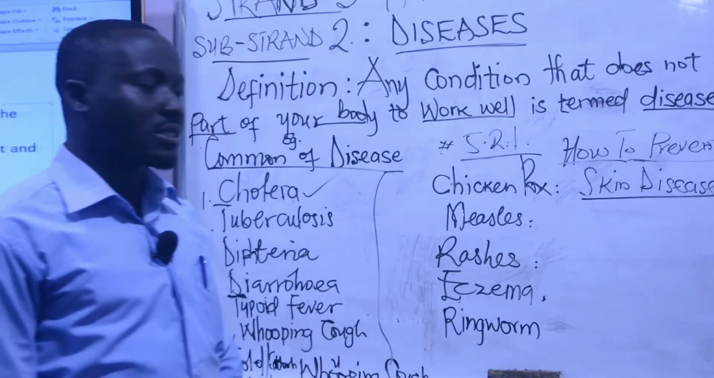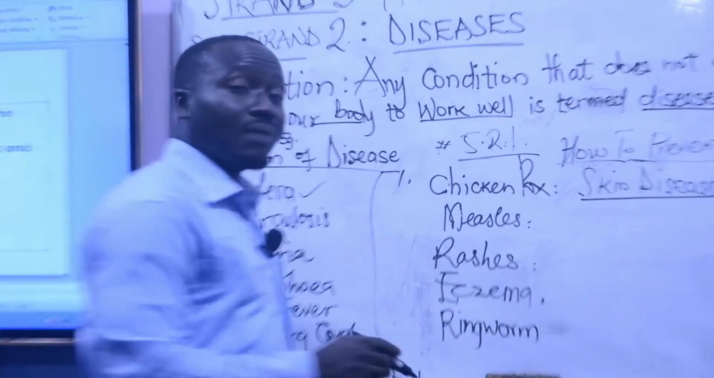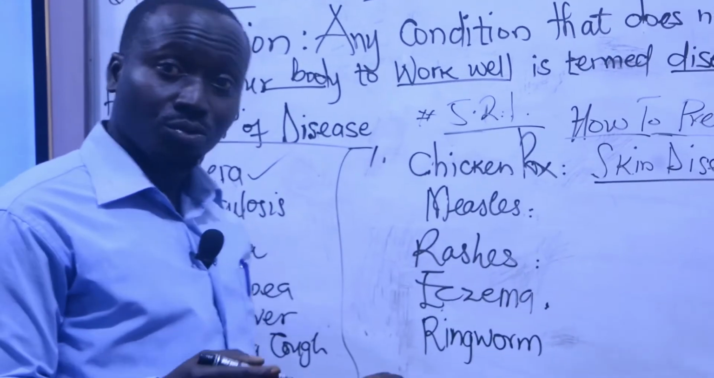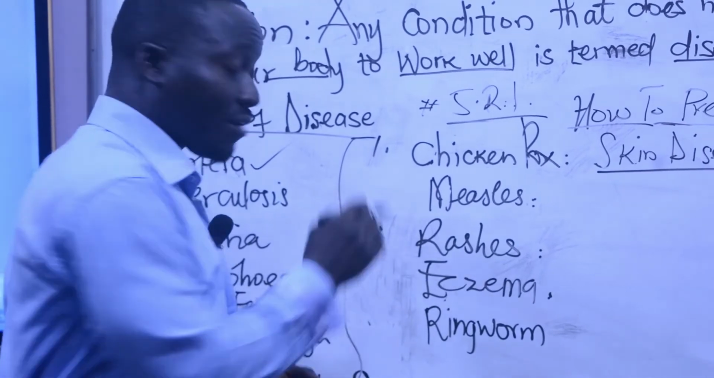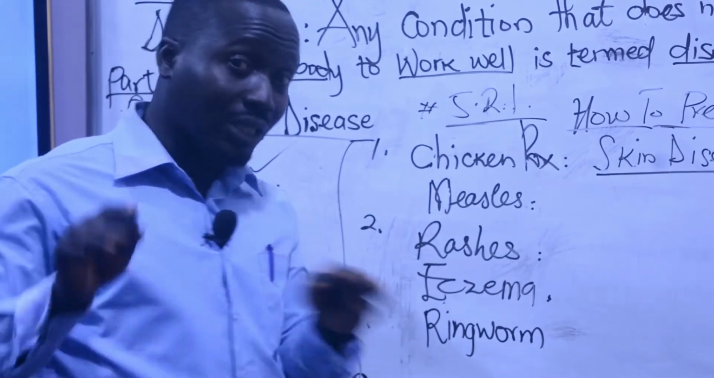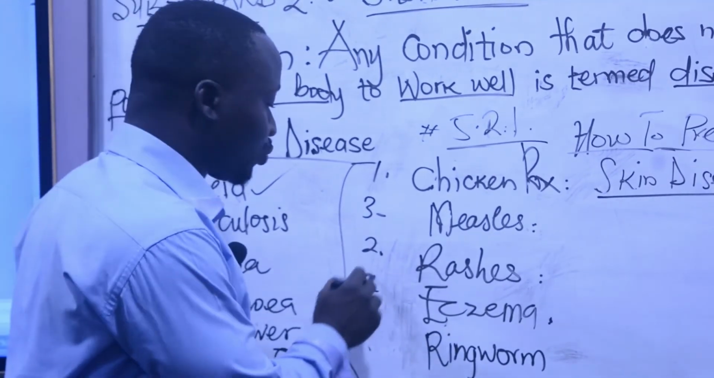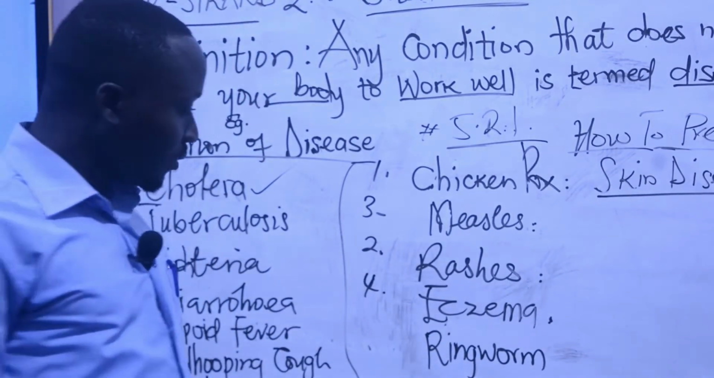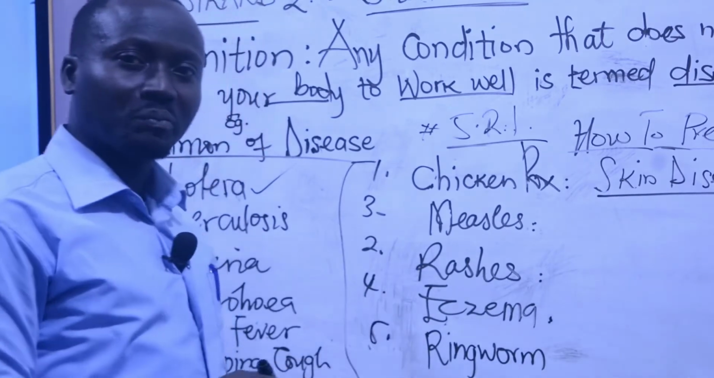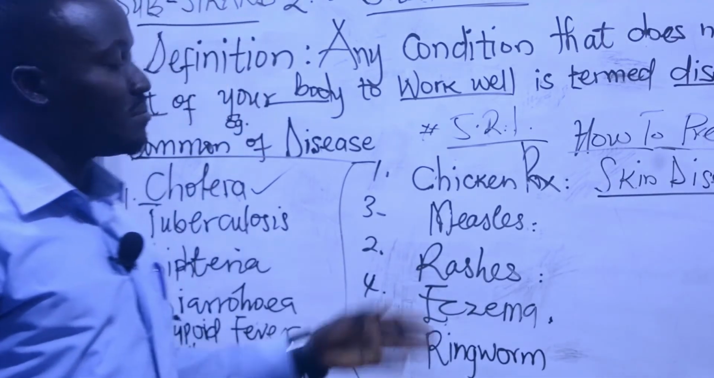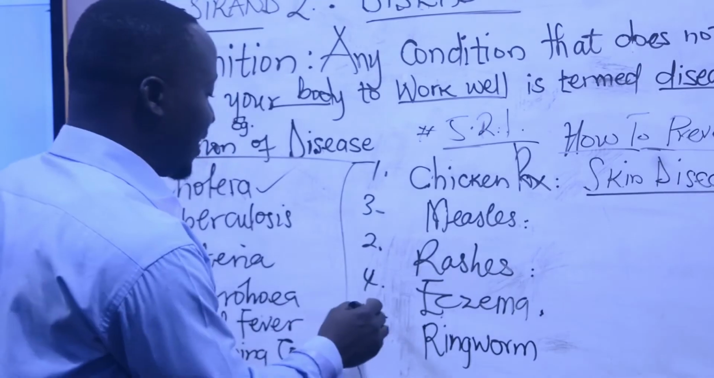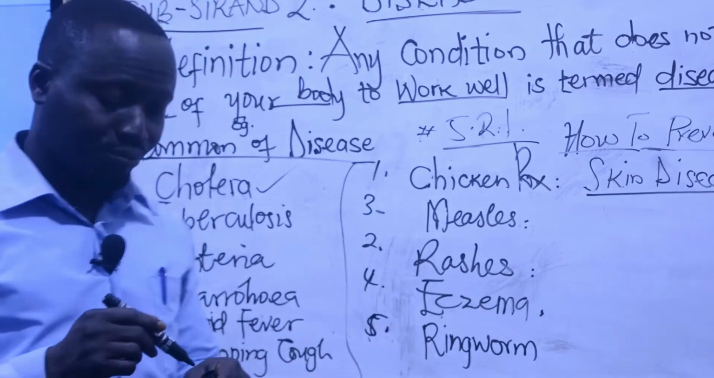Examples of skin disease. Now let's look at these ones. We have chicken pox, which normally affects you. And rashes is also another example. They look alike. We have measles. We do have what we call eczema. And then ringworm. Let's try and describe a few of these skin diseases and look at how we can prevent them.